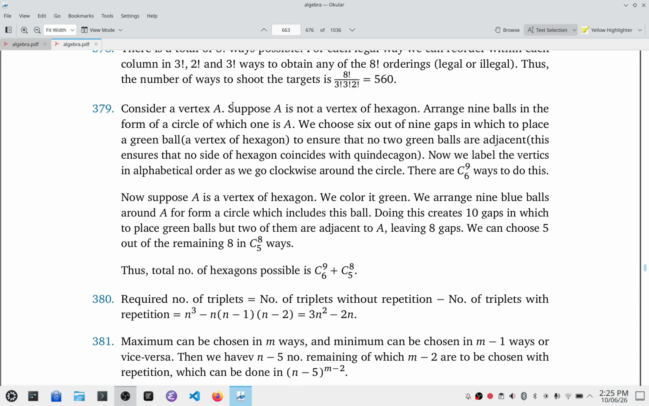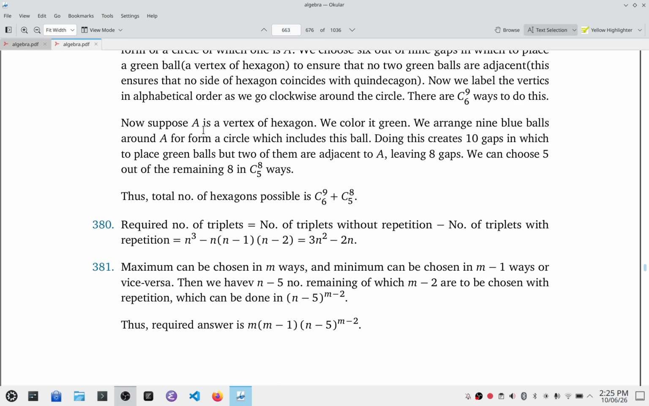Consider a vertex A of twin decagon. Suppose A is not a vertex of hexagon. Arrange 9 balls in the form of a circle of which one is A. We can choose 6 out of 9 gaps in which to place a green ball, a vertex of hexagon, to ensure that no two green balls are adjacent. This ensures that no side of hexagon coincides with twin decagon. Now we label the vertices in alphabetical order as we go clockwise around the circle. There are 96 ways to do this.